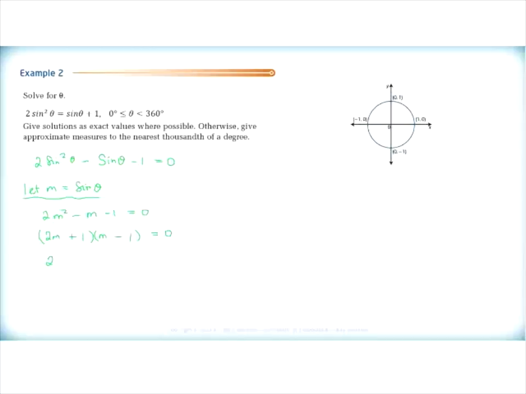But I got the zero product property again. So I got 2m plus 1 equals 0, and I got m subtract 1 equals 0. Therefore, 2m is equal to negative 1, so m is equal to negative 1/2. And m is equal to 1. So, of course, don't forget that m is sine theta. So I got sine theta equals negative 1/2, and I got sine theta equals 1. I need to consider both of these equations, so let's do them separately.